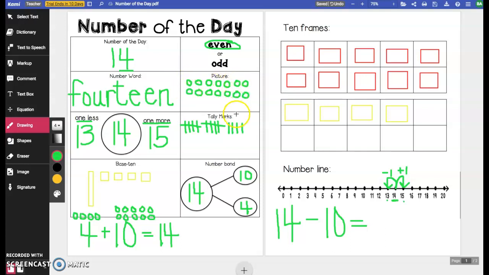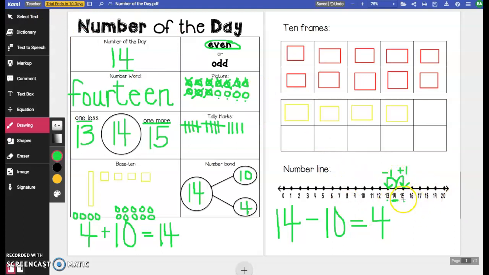I can use my picture up here. Now what am I going to do? I'm going to mark out 10 of them. I'm going to separate them. So 1, 2, 3, 4, 5, 6, 7, 8, 9, 10. And then I have how many left? 1, 2, 3, 4. So 14 minus 10 equals 4.